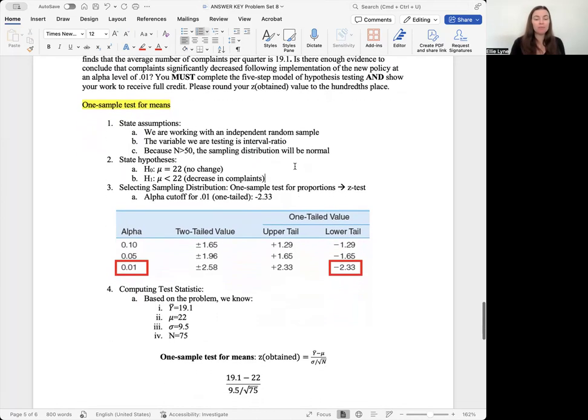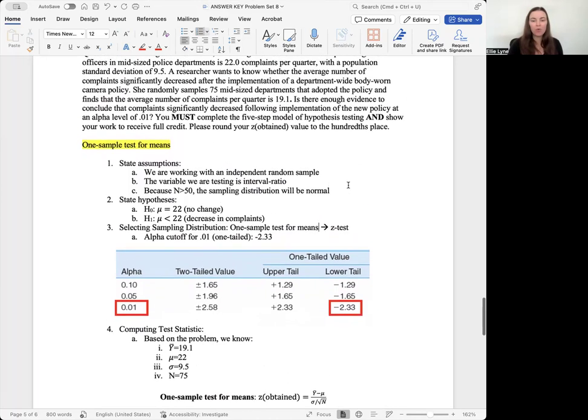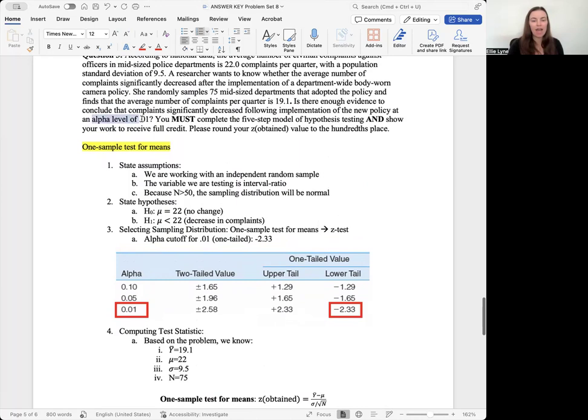Step number 3, selecting our sampling distribution. Oh, I have a little bit of a typo here. Let me fix that for means here. Selecting sampling distribution. One sampling test for means is a z-test. And if I go right back up here, I see that I have an alpha level of 0.01. And because of that, we also have a one-tailed test.